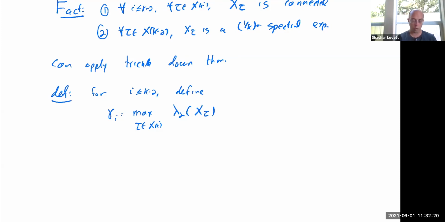So let's do a calculation. What do we know? Because of fact 2, we know that gamma k minus 2 is 1 over k. So the top level is a really good expander. But then we can apply the trickling down theorem.